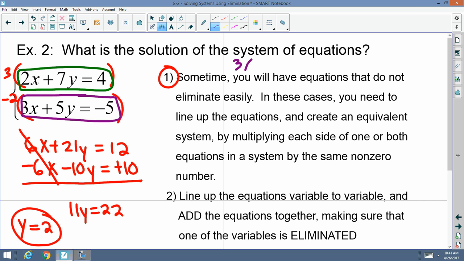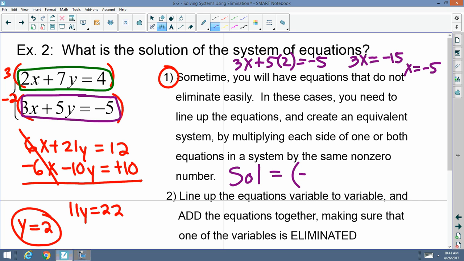So we've got 3x plus 5 times 2 equals negative 5. So subtract the 10. 3x equals negative 15. So x equals negative 5. And my solution then would be negative 5, comma 2. Can I check to see if that works? How? Plug it in. Negative 5 times 2 is negative 10. Okay? Negative 10 plus 14 is 4. That works. Negative 15 plus 10 is negative 5. That works.